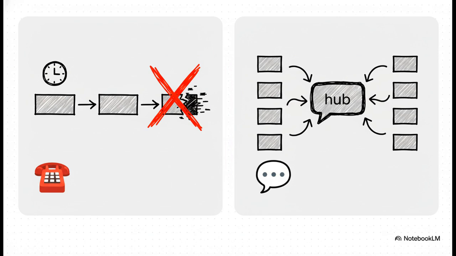Now, look at the right. This is the event-driven way. It's so much more like a group chat. A component posts a message, an event, and then immediately just moves on. Other parts of the system can then read and react to that message whenever they're ready. This is asynchronous, and believe me, it is the absolute key to building apps that are resilient and can scale.